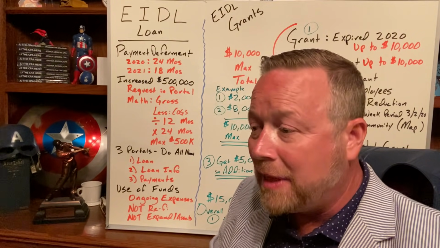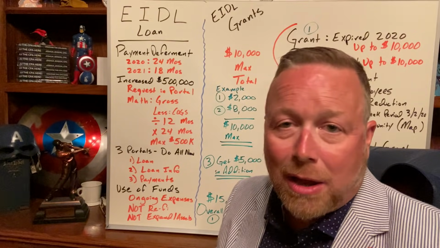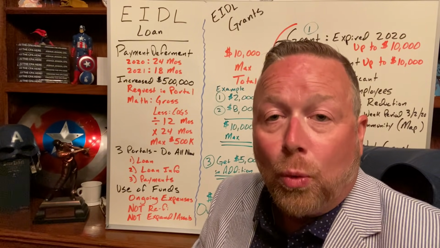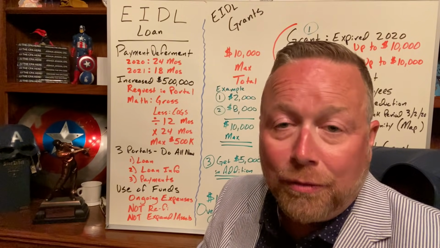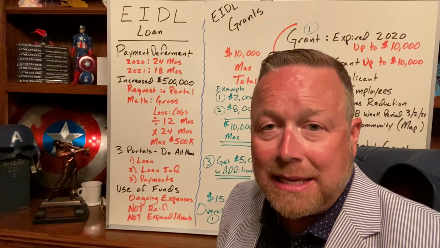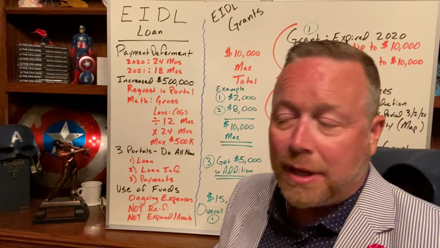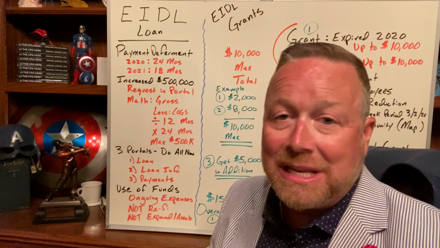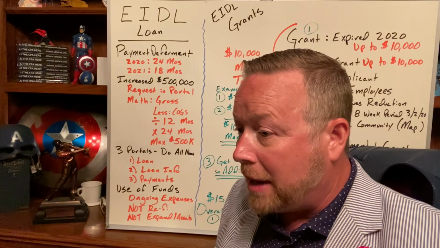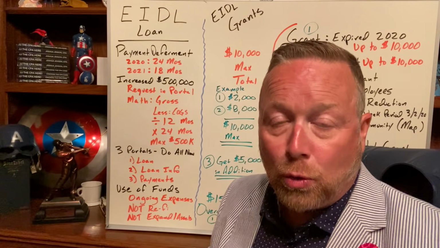If it's not something that you're routinely spending money on, and annual dues would be routine, then it's not an approved use of the EIDL loan proceeds. So you can't pay yourself back. You can't pay out dividends. You cannot refinance loans with it.